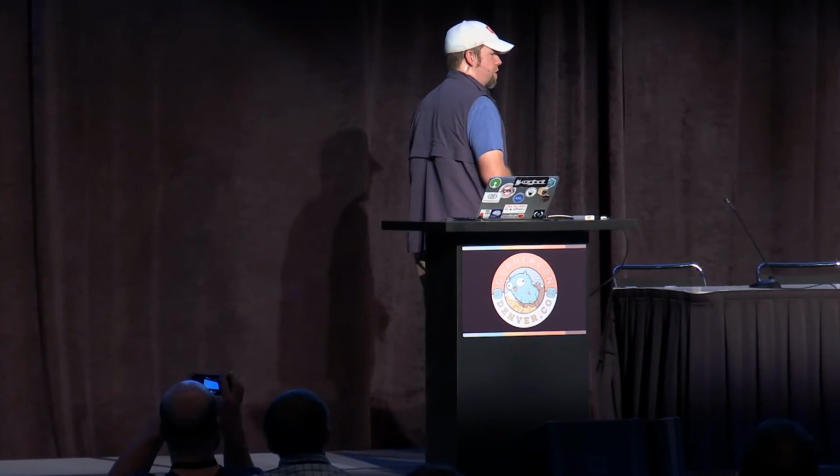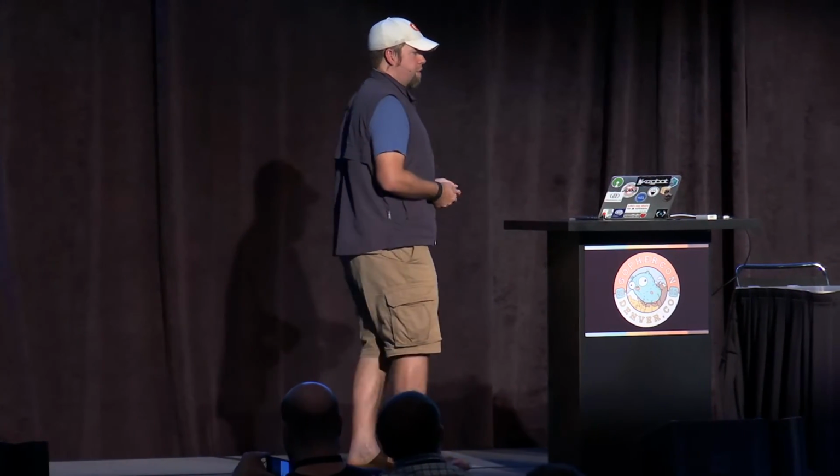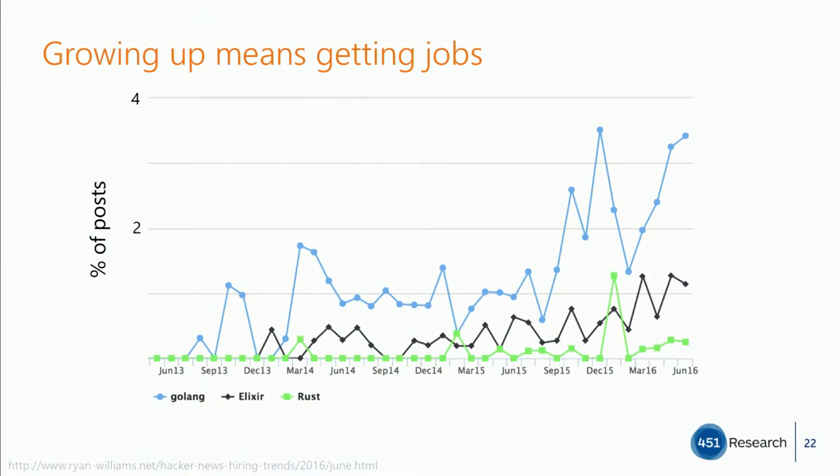But instead, what I thought I'd show you is there's this guy, Ryan Williams, that trawls through Hacker News and looks for jobs that get posted mentioning certain technologies and languages. And he's got a nice little site where you can plug them in. And so I went back, did the same old thing that I've been doing before, took Go, Elixir, and Rust, and popped them up on a graph.